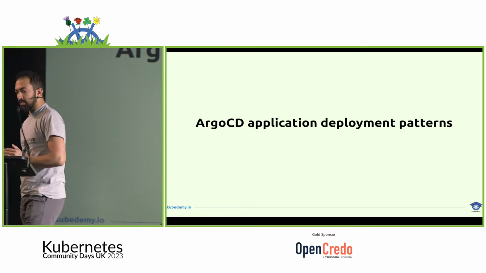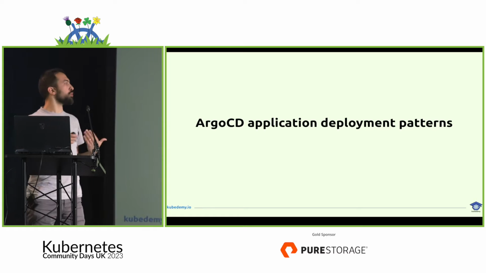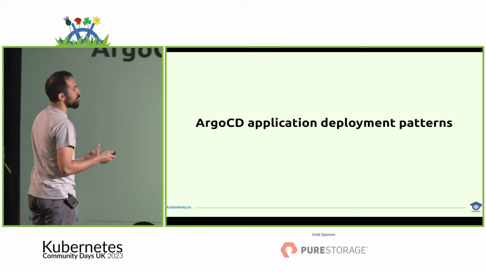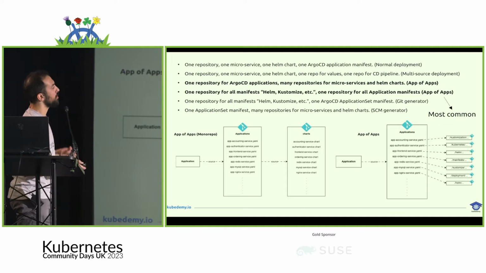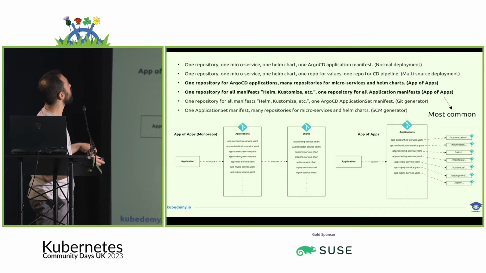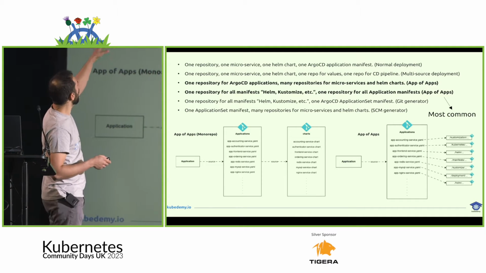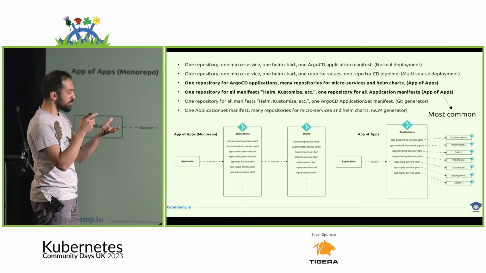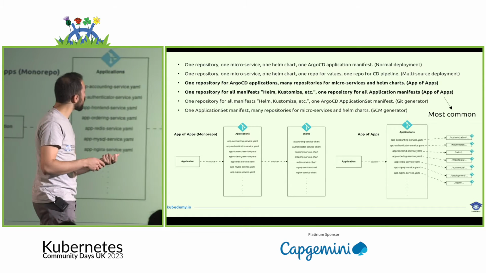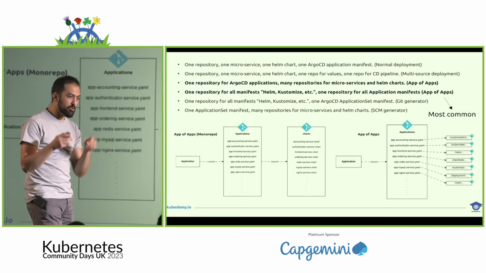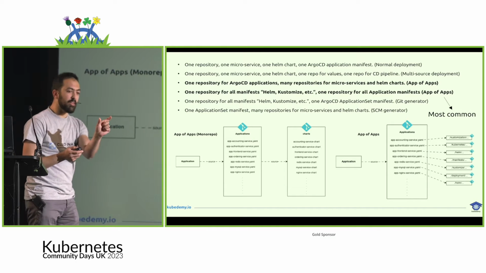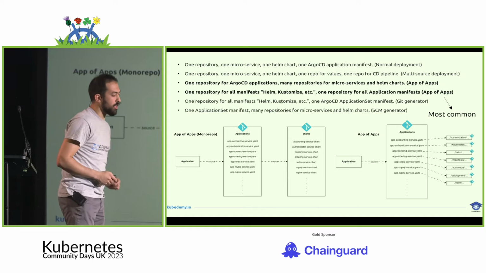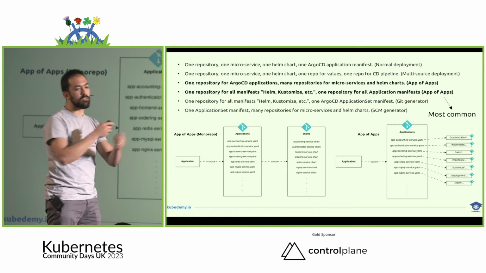What deployment patterns can be used with ArgoCD? We have a couple of typical deployment patterns in ArgoCD. You can have one repository. Inside that one repository, you have one microservice. You have one Helm chart in that repository. And you create an application manifest and put it into that repo. And then you can deploy it.